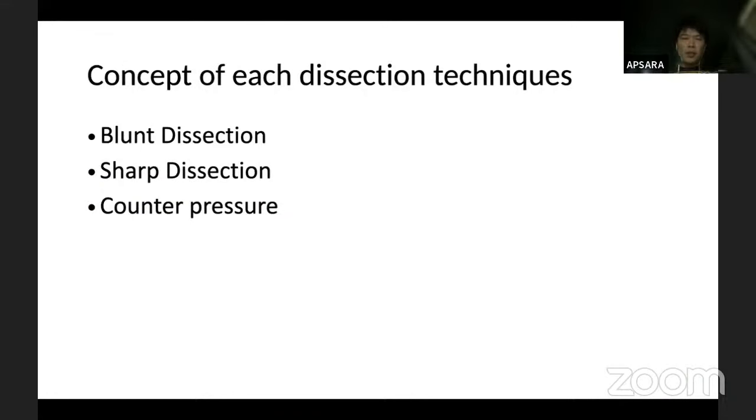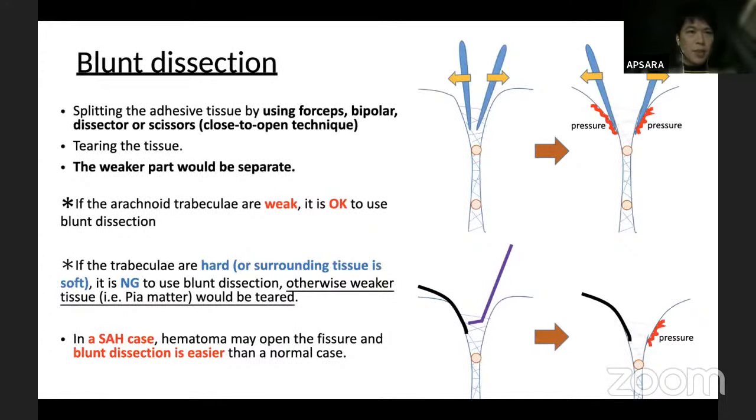Okay, next topic is the concept of each dissection technique. I will explain blunt dissection, sharp dissection, and counter pressure. Blunt dissection means splitting the adhesive tissue by using forceps, bipolar, or dissectors. Sometimes you can even use scissors for blunt dissection. If you put the scissors inside the tissues in a closed way, then open the scissors, you can do blunt dissection also. This can tear the tissue.